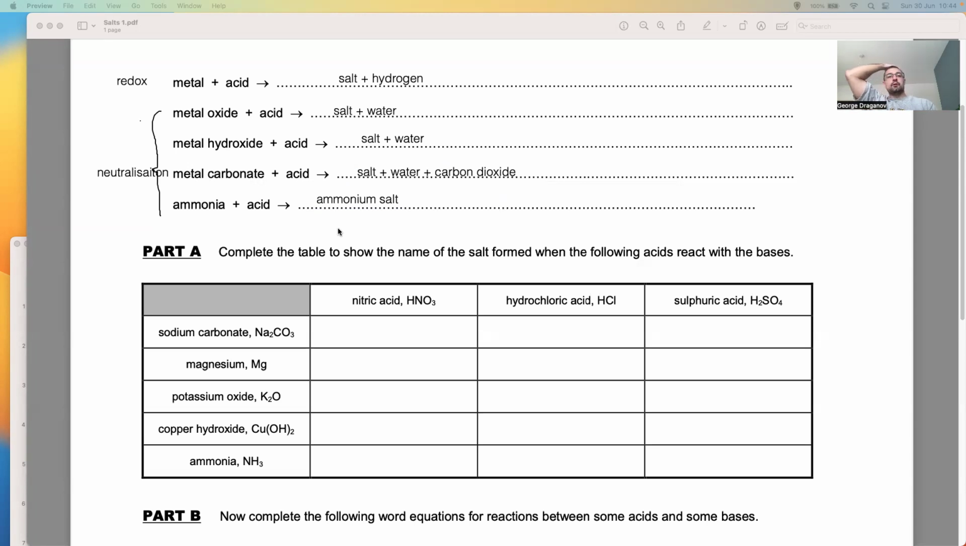So in the first part, we need to complete what salt is formed. So if sodium carbonate reacts with nitric acid, it's going to form sodium nitrate. This one will form magnesium nitrate. And so on. This one will form ammonium nitrate. Now with hydrochloric acid, instead of sodium nitrate, it'll be sodium chloride. And this one will be sodium sulfate.